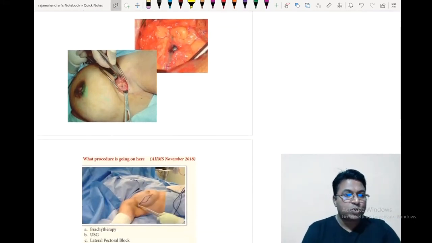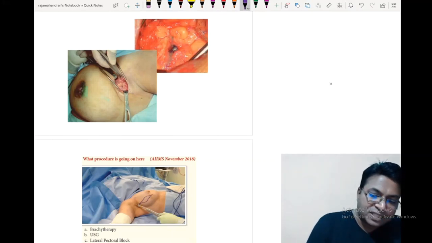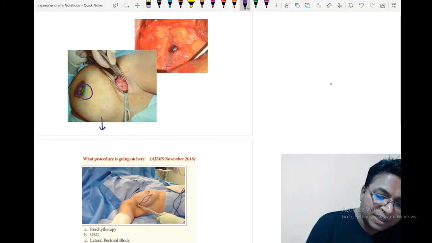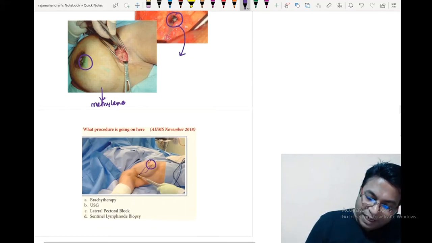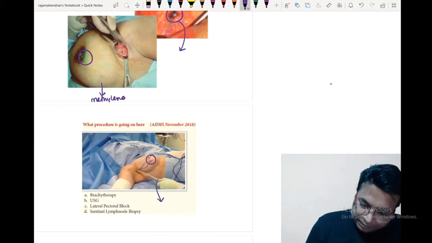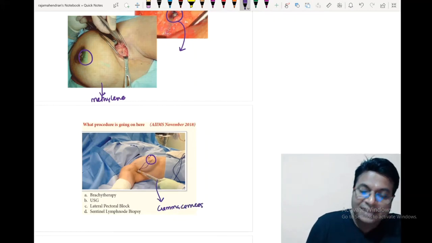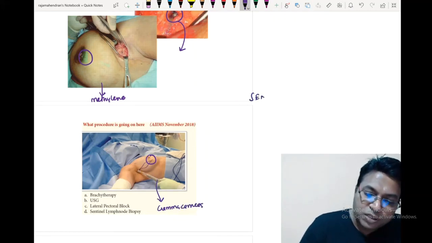What is going on in those two images? In the first image, you can see we are injecting methylene blue and we are catching the blue colored node. In the second image, we have injected radio-labeled colloid and are using a gamma camera to catch the node which has the highest radioactivity. These two procedures are known as sentinel node biopsy for cancer.